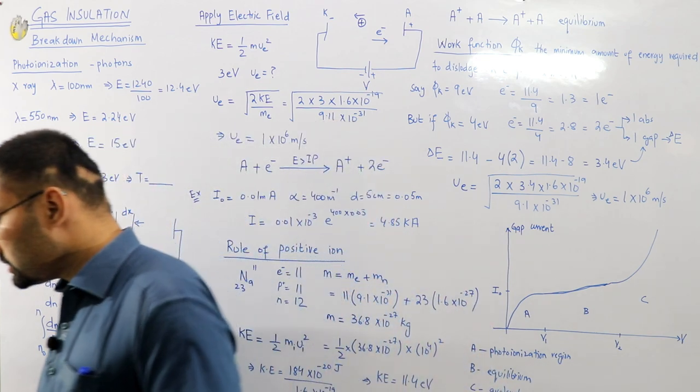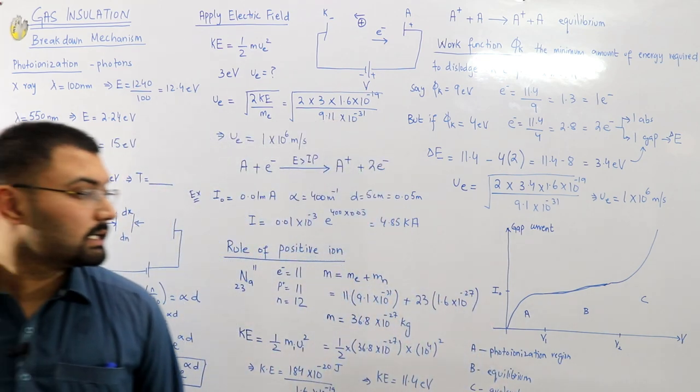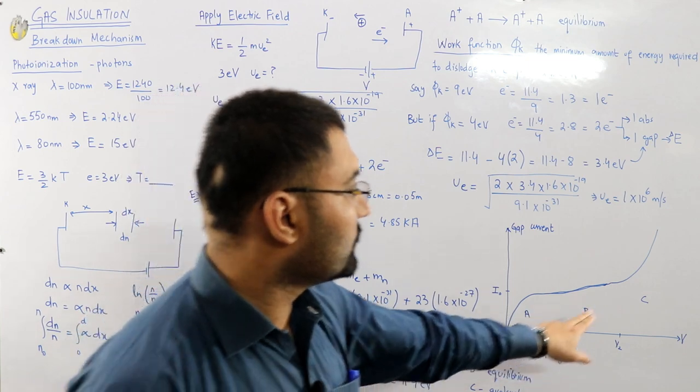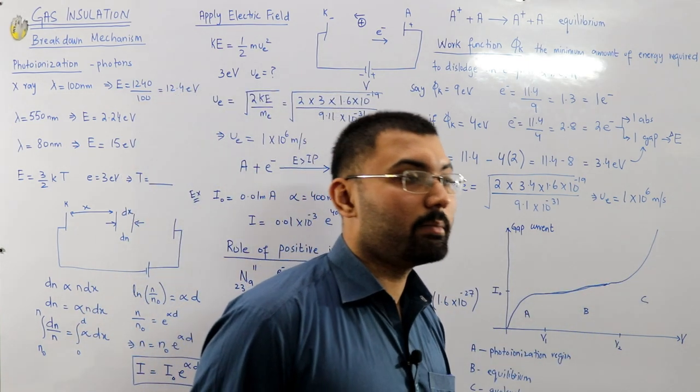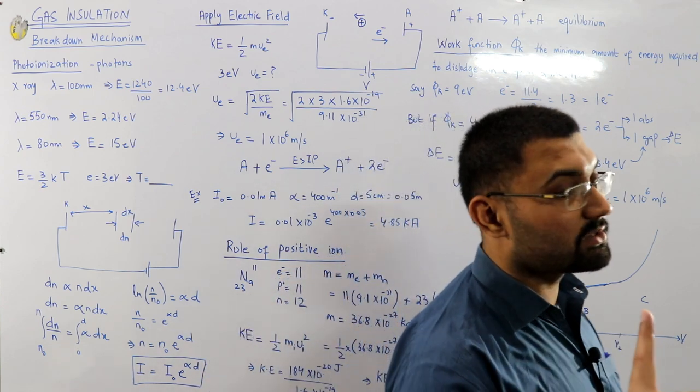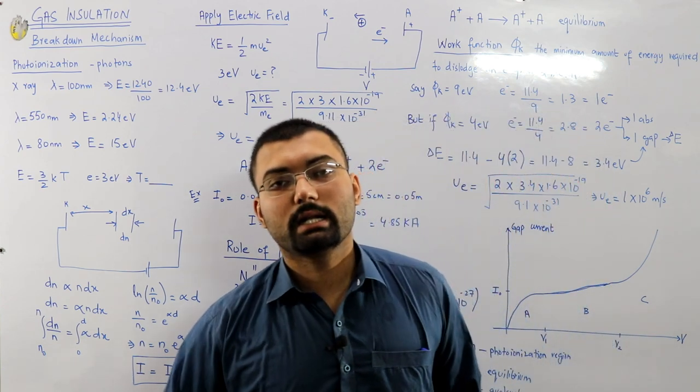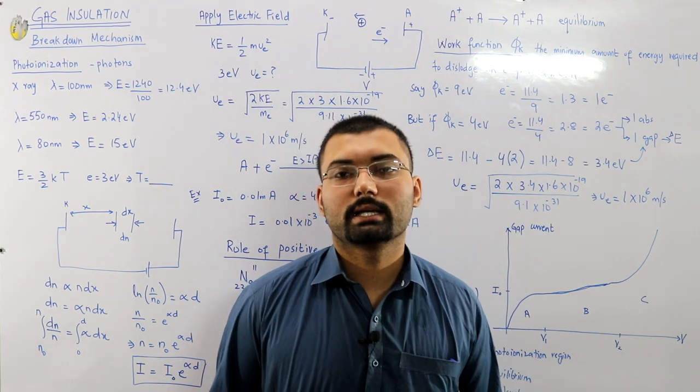So this was all about the breakdown of a gaseous insulation. We saw that it has breakdown, but we see that it has a very high amount of current. This is applicable in circuit breakers. We got a remedy over here. I will see you in the next video.